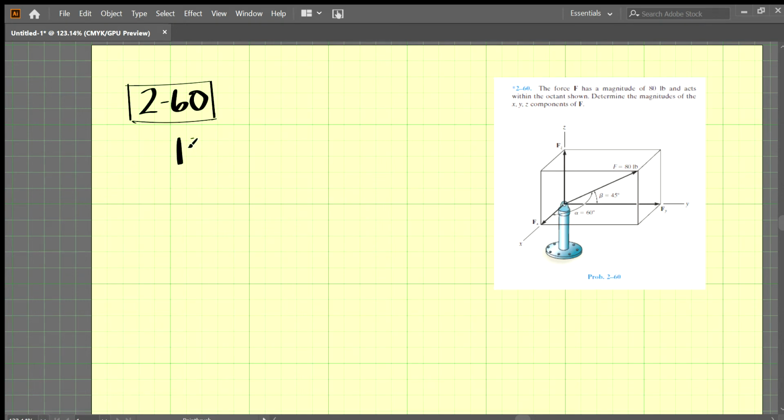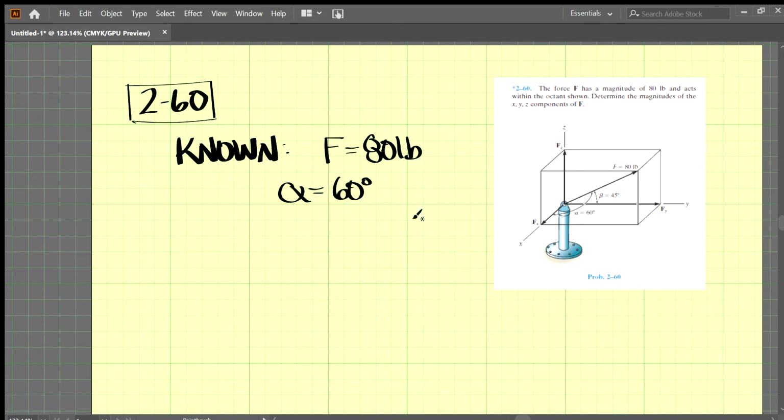So I'm going to write this out. What we know is that F equals 80 pounds. We know alpha, which is 60 degrees, and we also know that beta is 45 degrees. Alpha is the angle in between the vector and the x-axis. Beta is the angle between the vector and the y-axis.